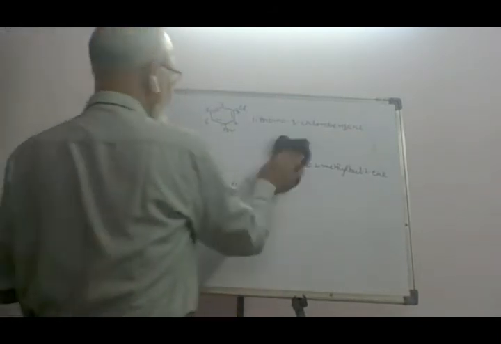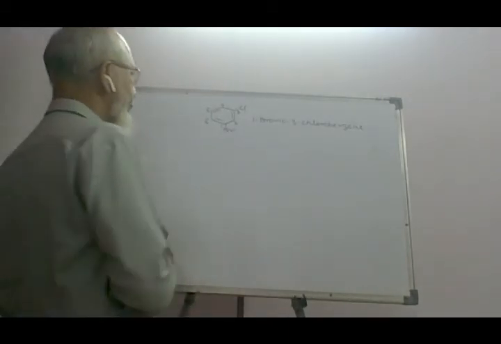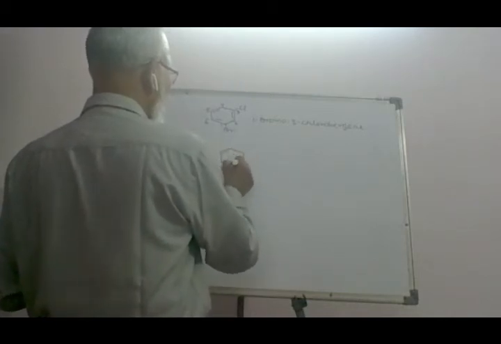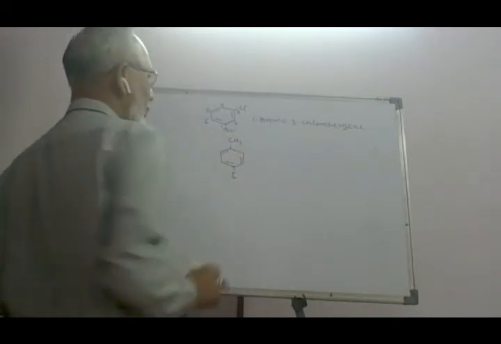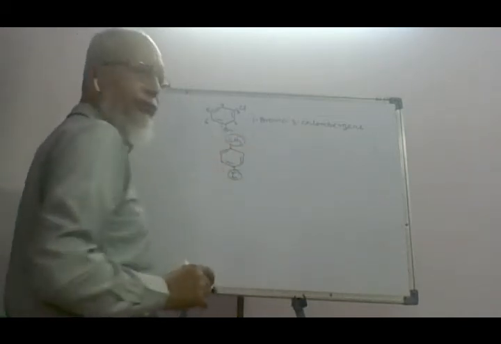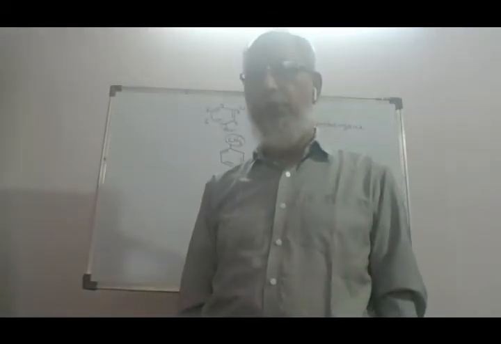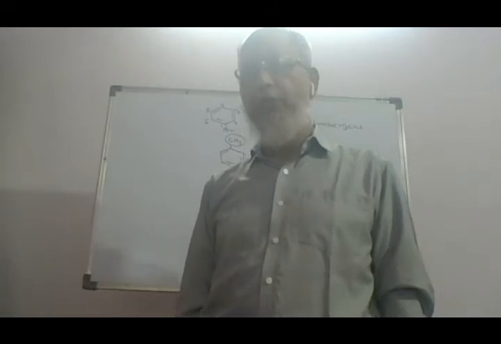Similarly, if the case is like this, there are 2 substituent groups, iodo and CH3. Relative positions are 1-4. Therefore, on the basis of the common naming system, it will be para-iodo methyl benzene or para-iodotoluene.